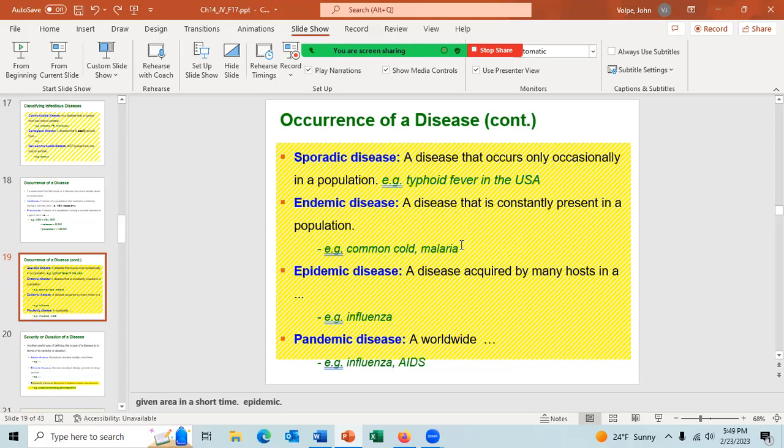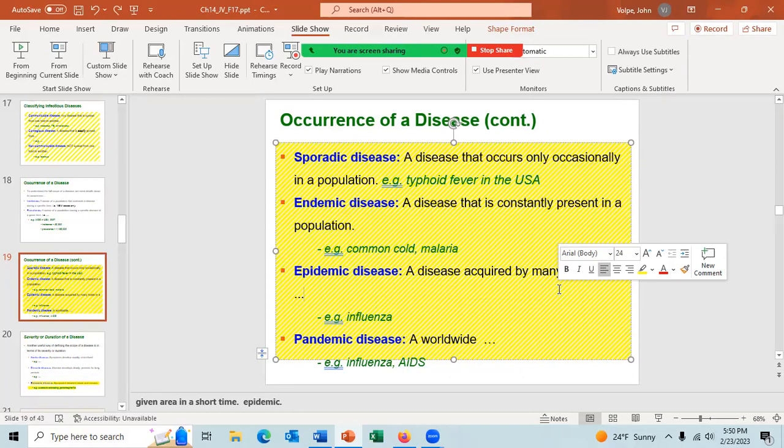An epidemic is a disease acquired by many hosts in a given region in a short period of time. Like when we have an epidemic of influenza, I don't think we have that right now, but maybe we do, I don't know. It's where the cases of influenza are significantly greater than influenza normally is. And so it's acquired by many hosts in a given region in a short period of time.